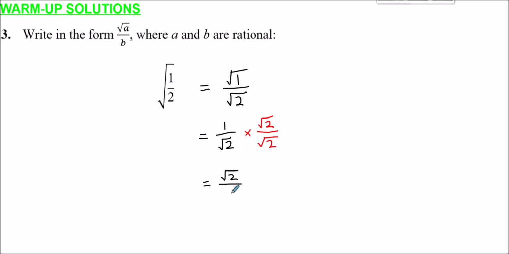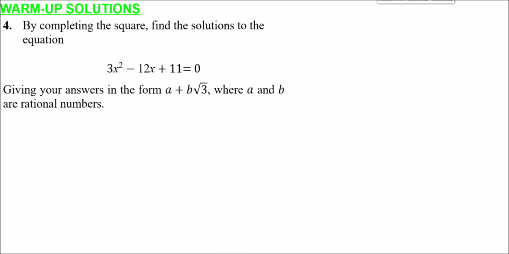Root 2 times root 2 is 2. And so a and b are both 2. Finally, for the warm-up, question 4, we need to solve this equation not by using a calculator or anything else, but by showing we know how to complete the square.